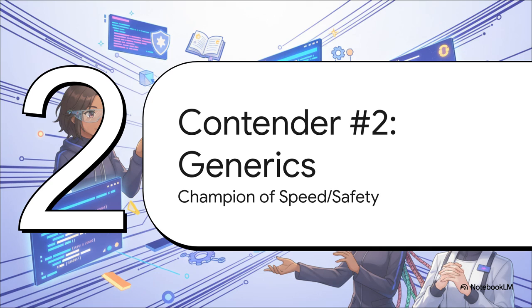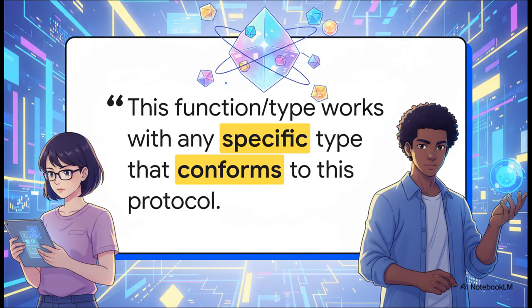Okay, time to bring in our second contender. This one has a completely different strategy. Let's meet generic constraints, the champion of compile time safety and pure, unadulterated speed. This is the one that likes to know everything up front. Now listen closely, because the wording here is super important and really subtle. This isn't about storing just any old value in a collection. It's about creating a function or a type that can work with any single specific type, as long as it conforms to the protocol. The whole focus shifts from the container to the action.